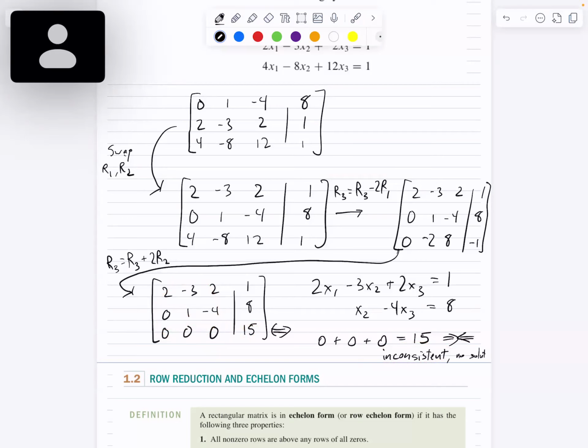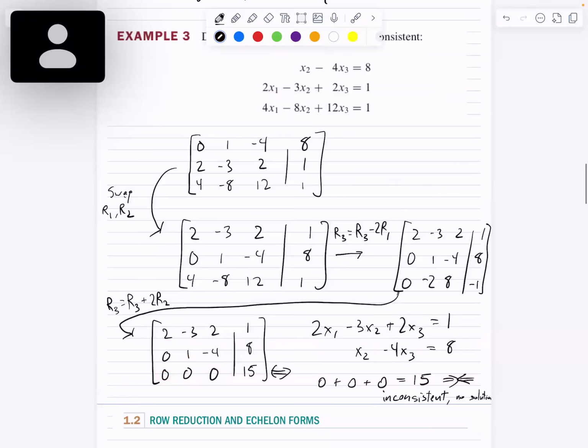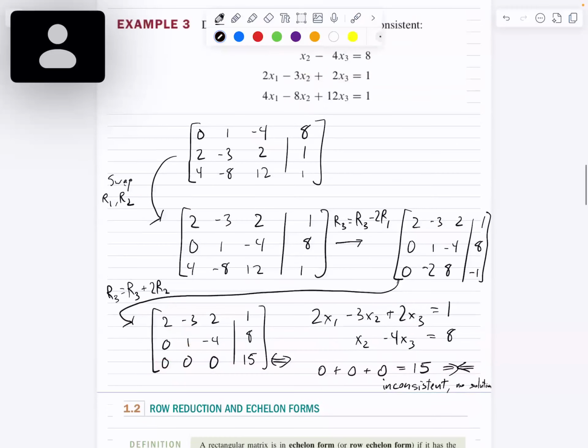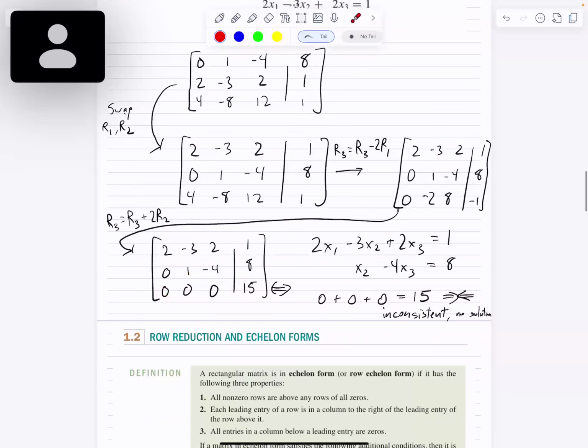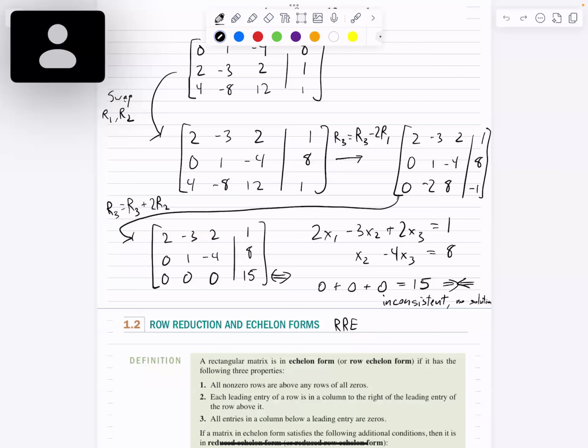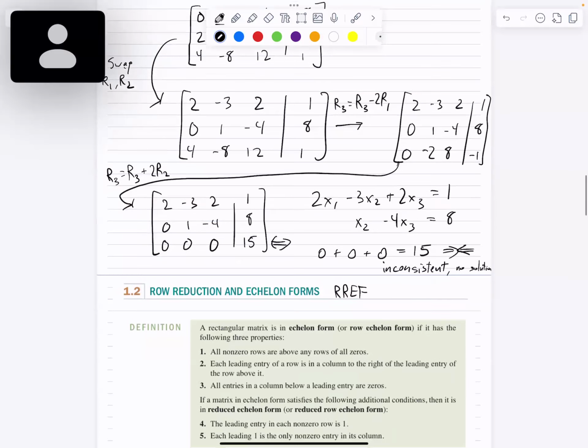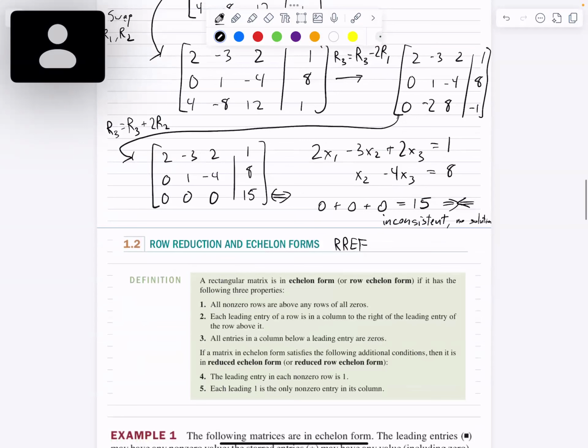Okay, so that's the basics of linear systems. And now to record all this in a very consistent way and to give it an algorithm, we're going to teach you the row reduction and echelon forms. This is a lot of times referred to as RREF, reduced row echelon form. Oops, that should be an F. RREF is reduced row echelon form.